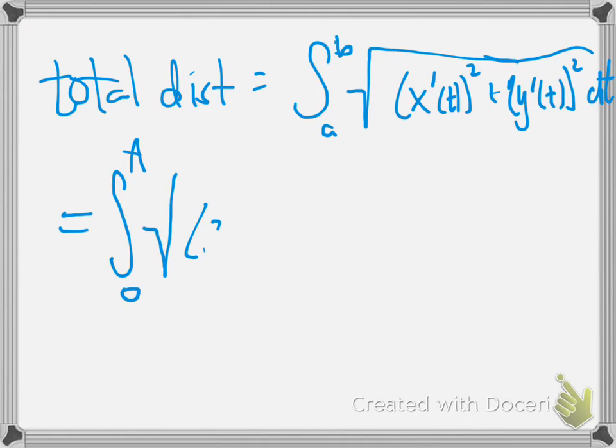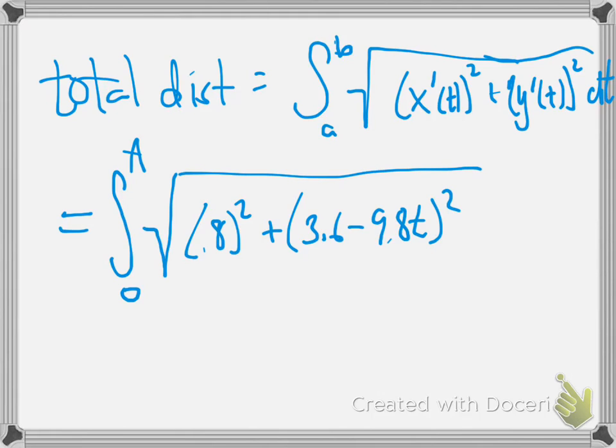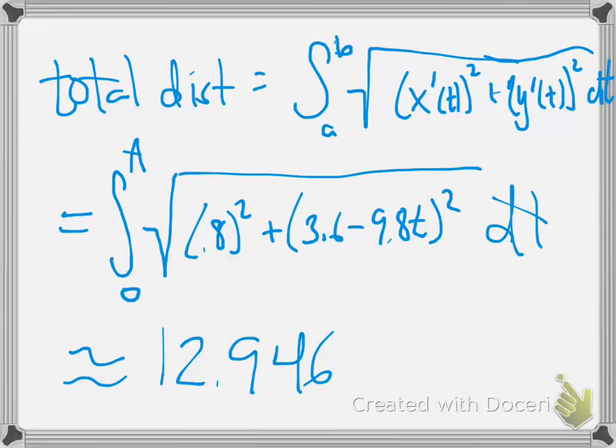And so I'm going to have 0.8 squared plus, and then we had 3.6 minus 9.8t, quantity squared, dt. There's our total distance. And now I just got to plug that into the calculator again, let the calculator do the heavy lifting and get the answer. And there's our answer, 12.946.